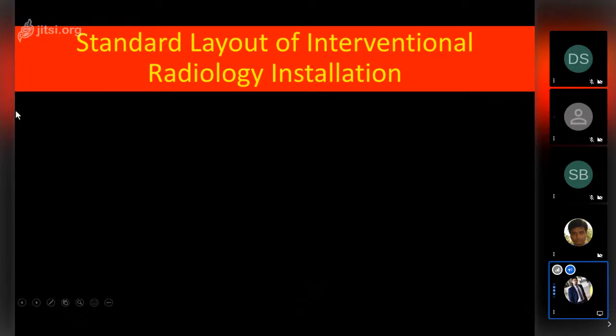So we all have studied how the X-ray room is, which contains an X-ray tube and a table, and also there will be the control room, which will control the X-ray exposure. We have two parameters here. One is kVp and the other is mAs. Both are under our control. So this is how we use the X-ray machine.